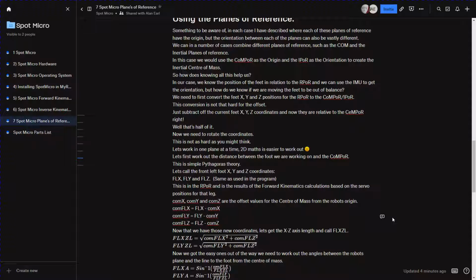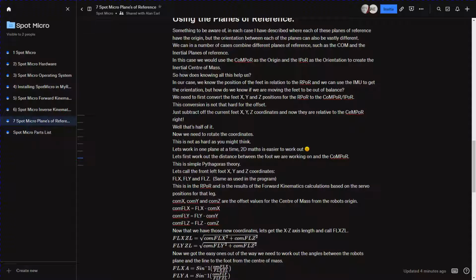So knowing the position of each of our servos, we can now apply Forward Kinematics. That gives us the coordinates of the feet relative to the robot frame of reference. And because we know where the center of mass is, we can apply an offset of the center of mass from our robot plane of reference. And that difference we can add to or subtract from our feet coordinates.